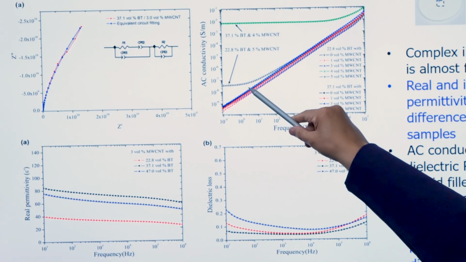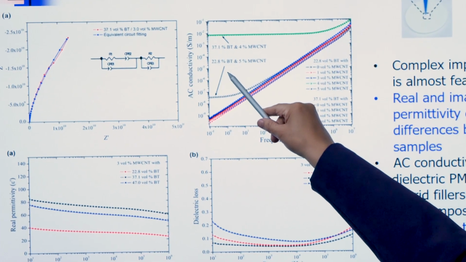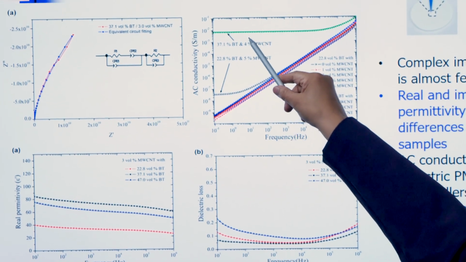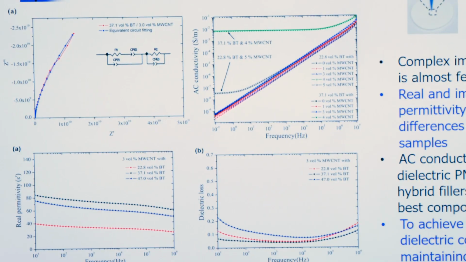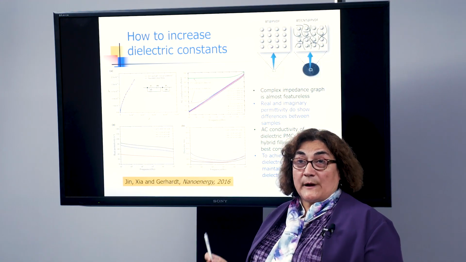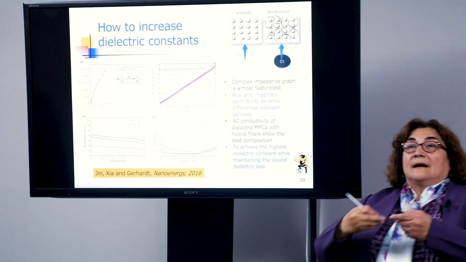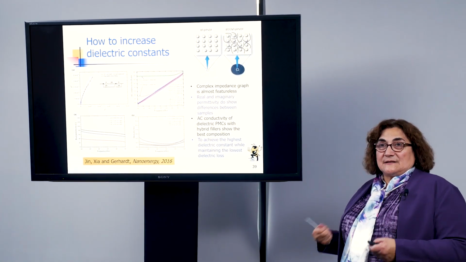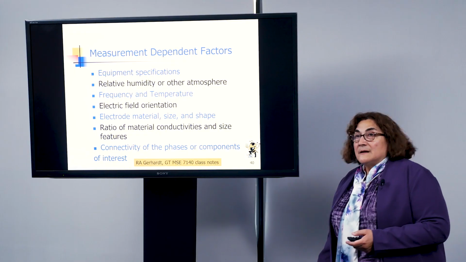But if you have too much combination of the barium titanate and the nanotubes, you begin to see an increased AC conductivity. So this is a really great way to figure out what is the ideal composition that will give you the properties that you're looking for. And this was published in 2016.